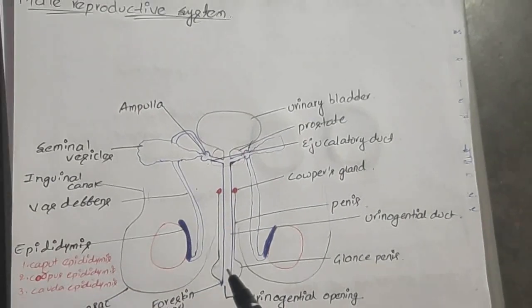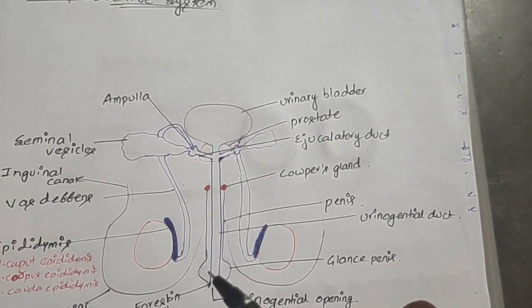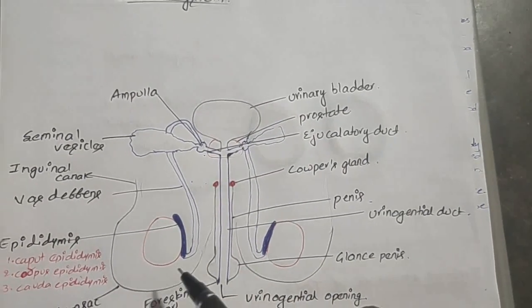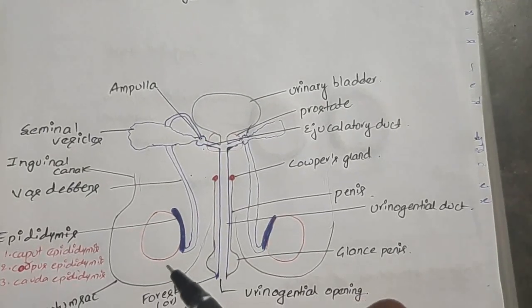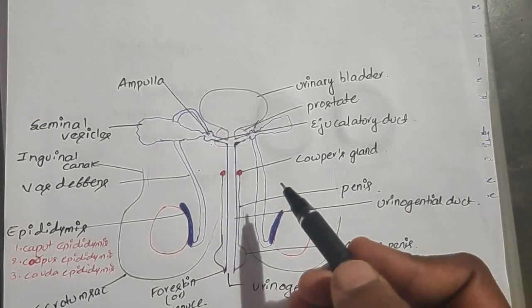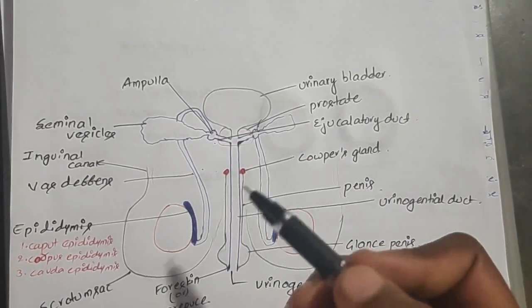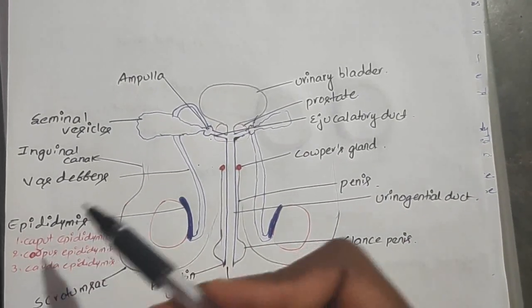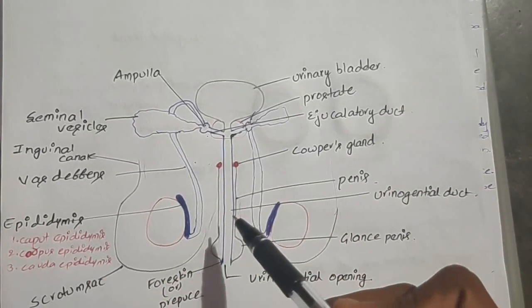This male reproductive organ mainly consists of the primary sex organ, that is testes, and secondary sex organs like epididymis, seminal vesicles, prostate glands, Cooper's gland, etc. Along with this, ducts are present, that is urogenital duct, vasa deferens, etc. And it also contains the penis.